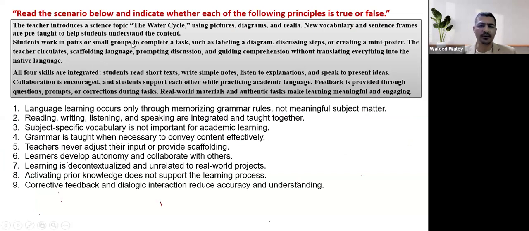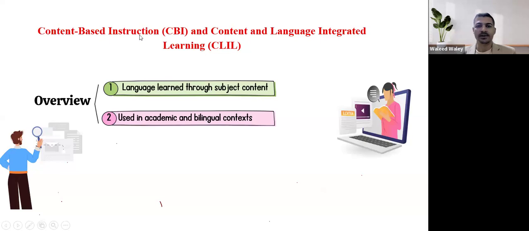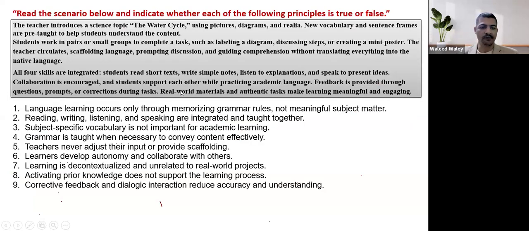So this is the scenario. What happens inside the classroom if you're a teacher and you're using content-based instruction, content-based learning, and content and language integrated learning, okay? So now you have 5 minutes. I'll be generous with you to read the scenario and decide which of these principles is correct and which is not correct. Are you ready? Yes, sure.